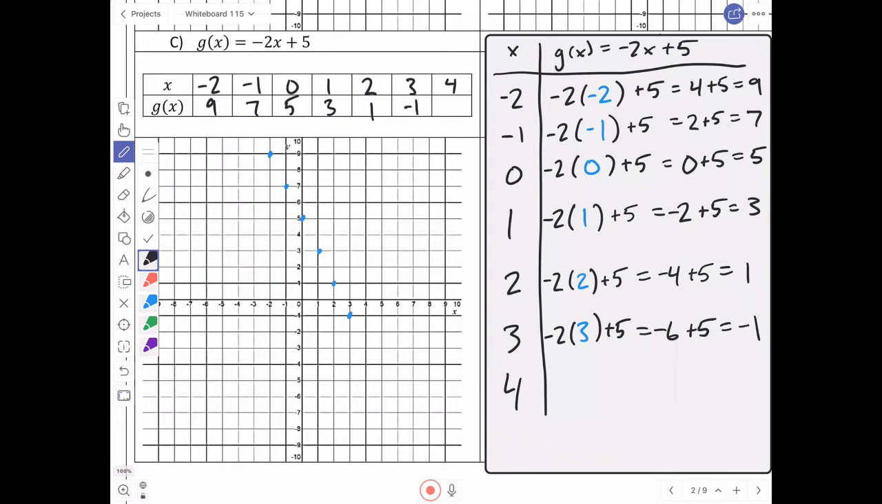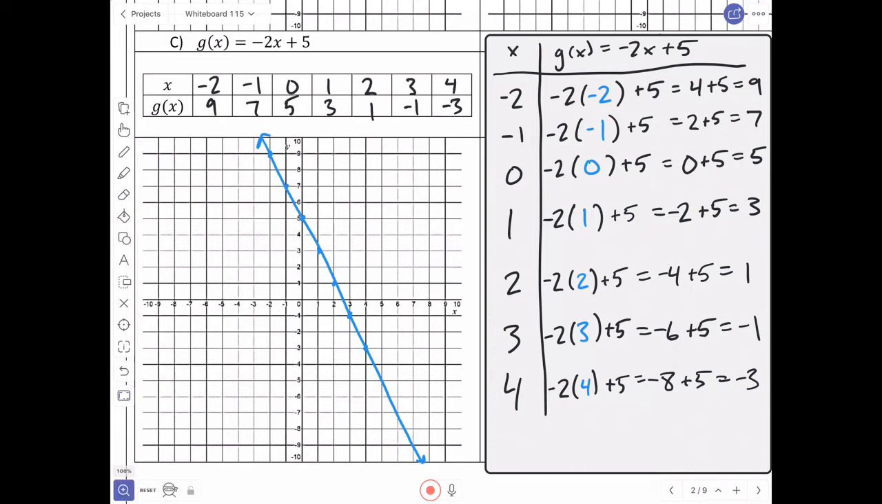And hopefully the pattern has become pretty clear for you. But just to finish out the table, I've got -8 plus 5 making -3. And I could connect those points with a nice smooth line. And there's the graph of g of x.